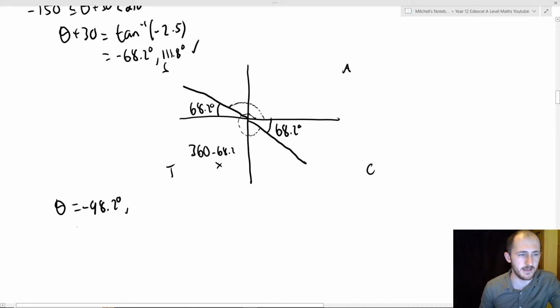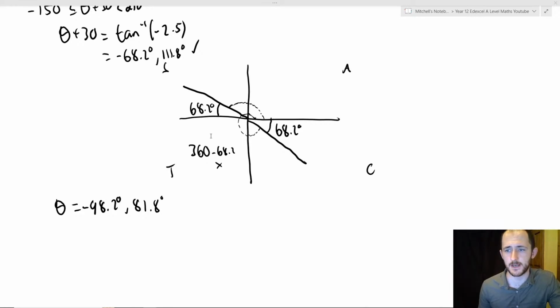And that would be 81.8 degrees. And that'd be it. Not too shabby. So the cast diagram is extremely powerful in working out the answers.